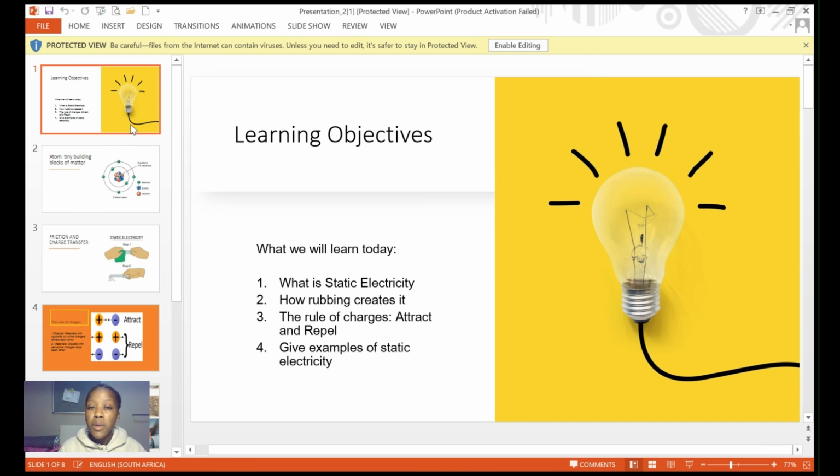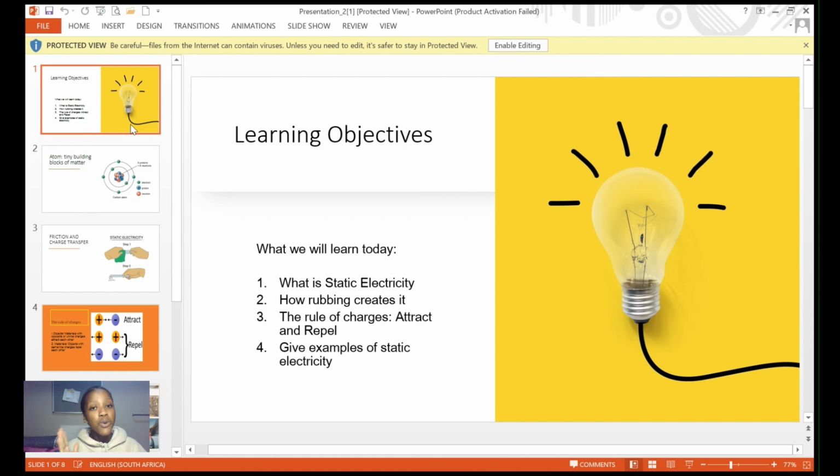For today's lesson, we'll be learning about static electricity, which is a very interesting topic. There are some things that occur around us that we might not be aware of, where we experience static electricity. For example, have you ever used a comb to comb your hair and noticed that your hair is standing up, or used the same comb to attract tiny pieces of paper? They do attract on the comb. That's exactly what we'll be learning about today.